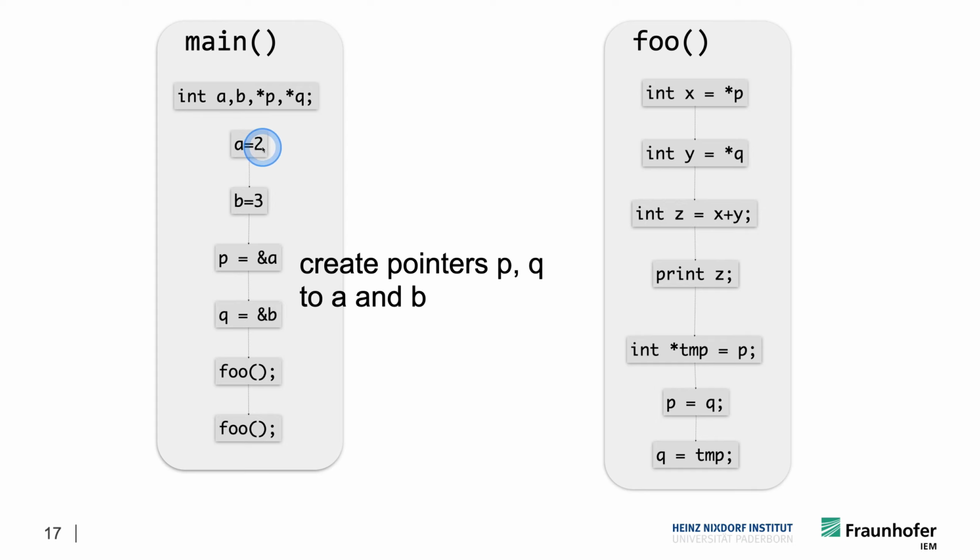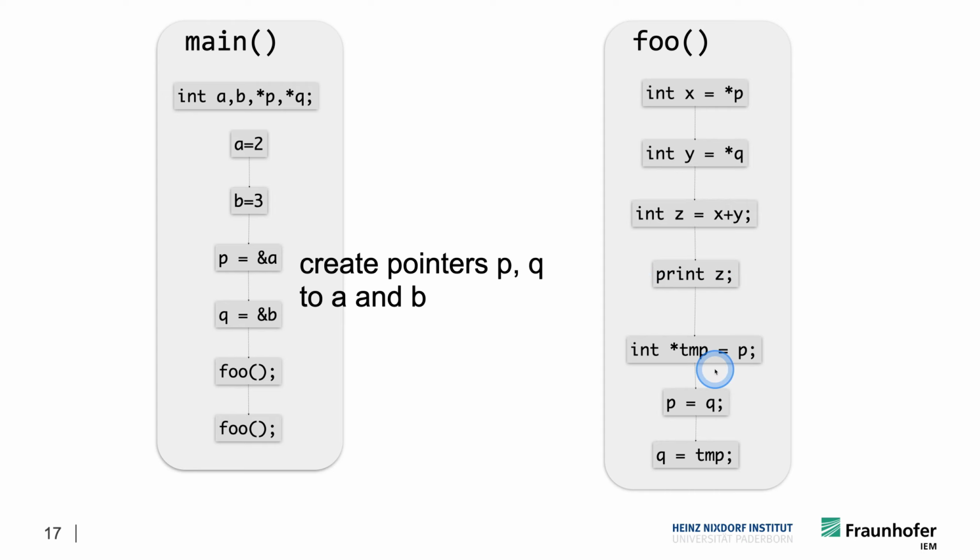We are initializing A and B to these two values. But now we are initializing also two pointer variables. So now after this statement, P is pointing to the memory location of A, and Q is pointing to the memory location of B. Okay. Then we are calling foo, and foo is reading the values out of these memory locations again. So it's copying them into X and Y. They're being added, so it's the same addition that we had earlier that will yield 5, right? And the value is being printed.